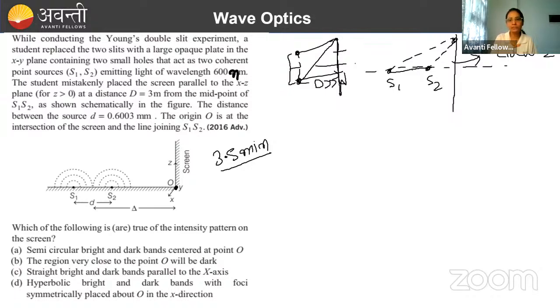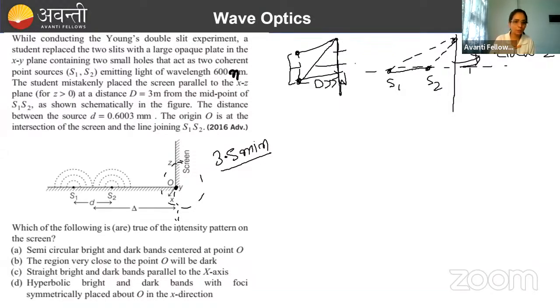That slight modification is what? Only the upper part of the screen is visible; the lower part of the screen is not present. Just see in the question, the lower part of the screen is not there. If the whole screen would have been present, the shape of fringes would be circular, something like this, with center being this point O. Now, if this half portion is missing, we will get semicircular fringes.